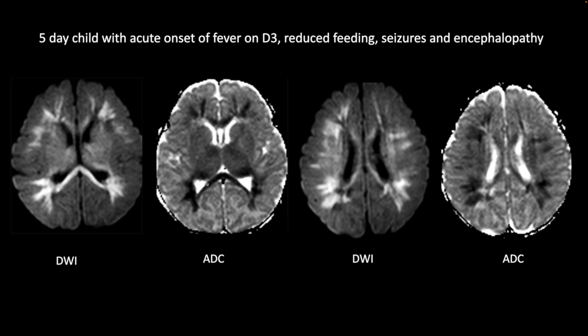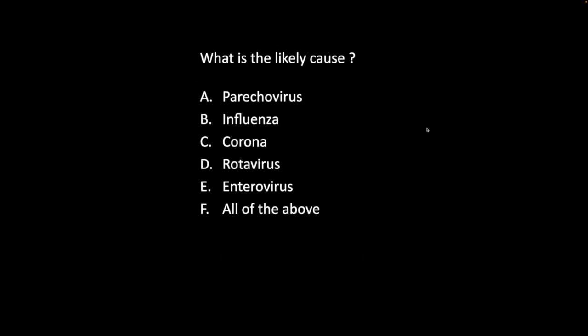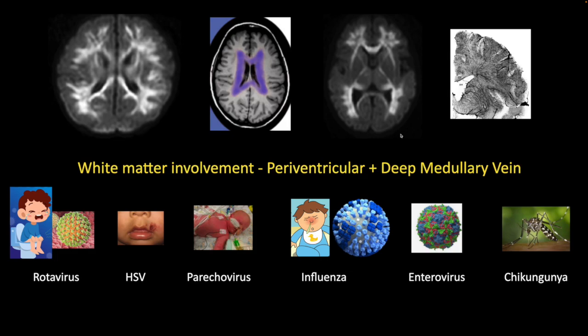But the main changes are in the periventricular white matter and the deep white matter, also involved in the corpus callosum. And once we see this picture on a neonatal scan, we think of possibilities, and then we think of could it be parechovirus, influenza, coronavirus, rotavirus, enterovirus, or are all of the above a possibility? The answer is all of the above. All of the above are known to cause this pattern, that is periventricular pattern along the deep medullary veins.